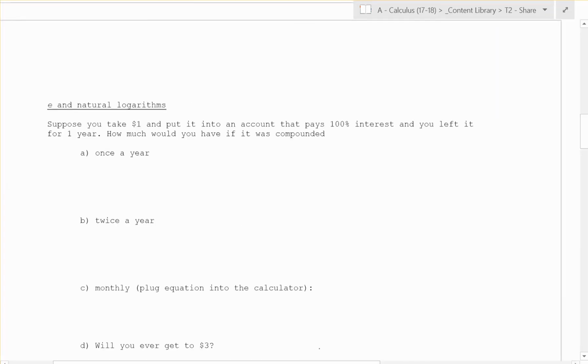So let's talk about putting $1 into a bank account that pays 100% interest, meaning you double your money every year. How much would you have if it was compounded once a year, meaning you did this 100% once a year? You'd start with $1 and then it would grow by 100%. That's your rate right there in decimal. So you'll end up with $2.